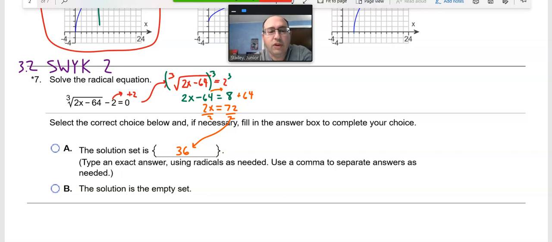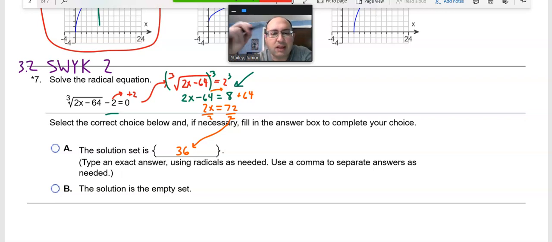All right, week three, set two, quiz number two. We see that we do not have a radical which is isolated, so we add that 2 to the other side. And then this time, we're not going to square both. We're going to cube both because we got a cube root. And when we do that, that gives us 8 on the right side and 2x minus 64 on the left.